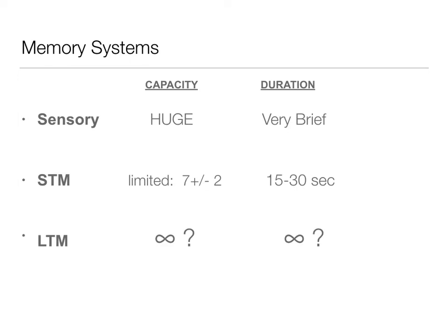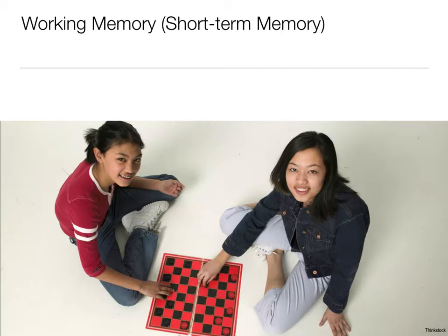And then long-term memory, again, we haven't found a cap for capacity, and we haven't found a cap for duration. So right now, our current understanding of both of these is that there isn't a cap, that these approach infinity, because we have not found evidence of either a cap for how much we can store in terms of capacity or how long we can store it in terms of duration.